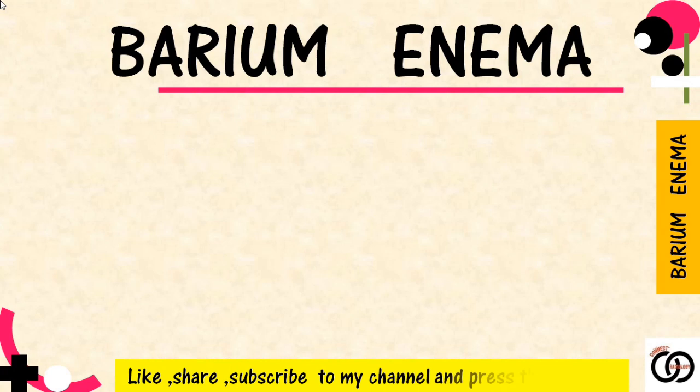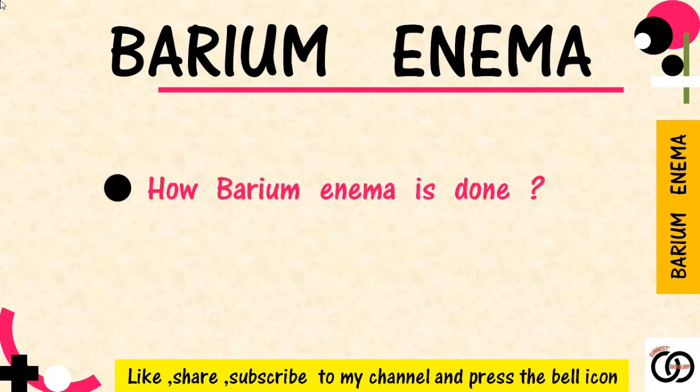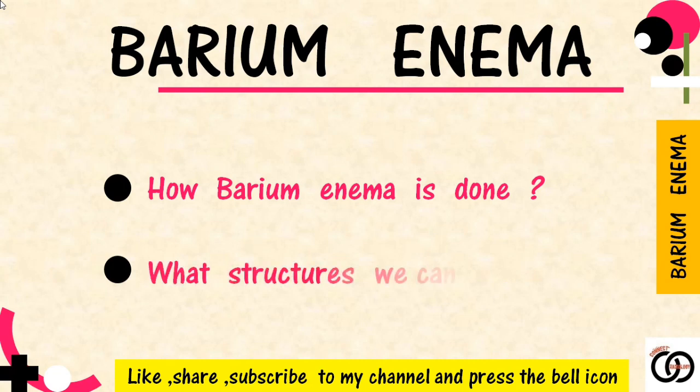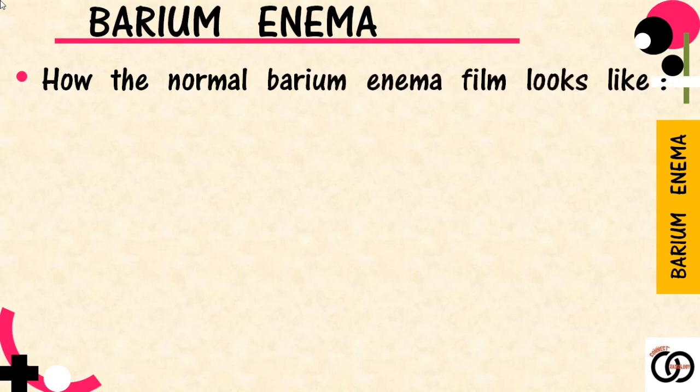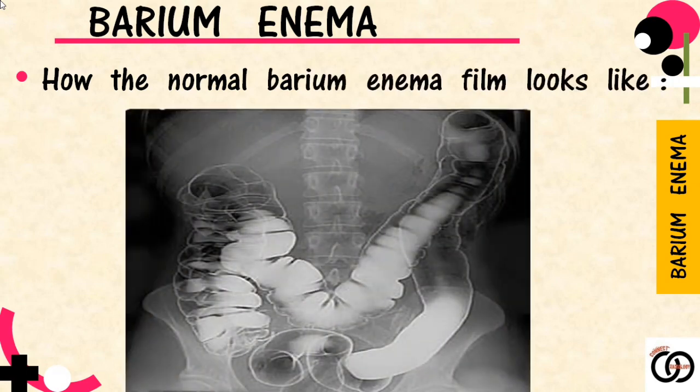So, barium enema. We already know what's the procedure of doing barium enema and the structures we see there. If you haven't watched my introductory video, then I recommend you to watch the introduction. Now, first of all, I want you to learn about normal barium enema film. Look, this is the normal barium enema film, where we can visualize the ascending colon, the transverse colon, descending colon, sigmoid colon, rectum very easily. I will come back to this slide again.